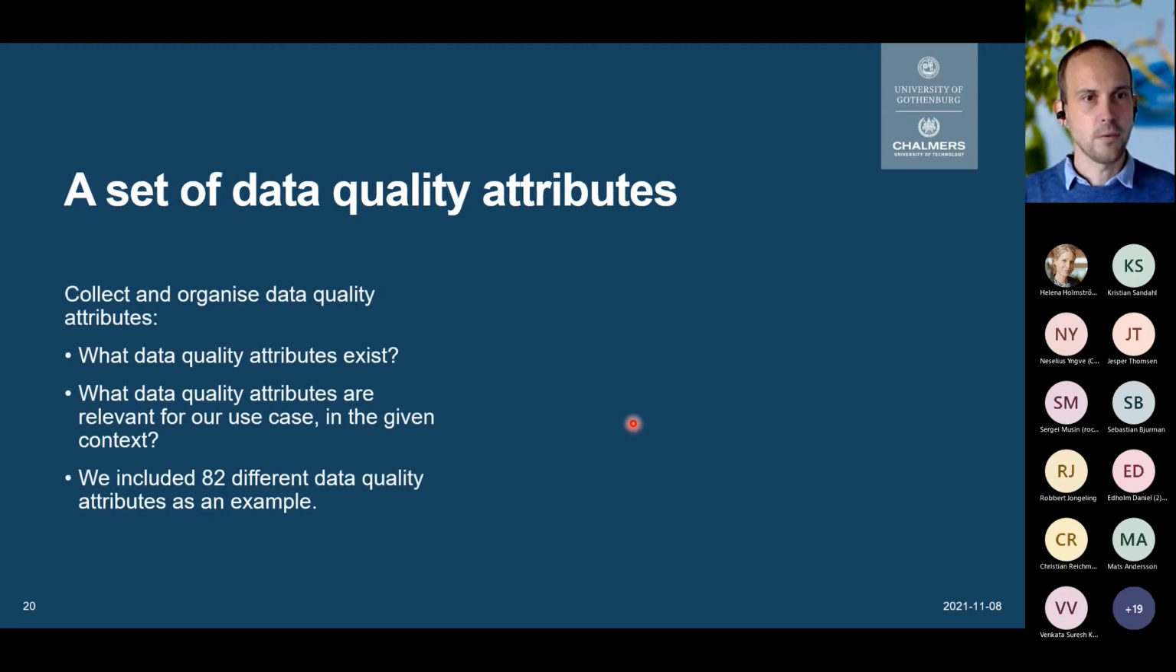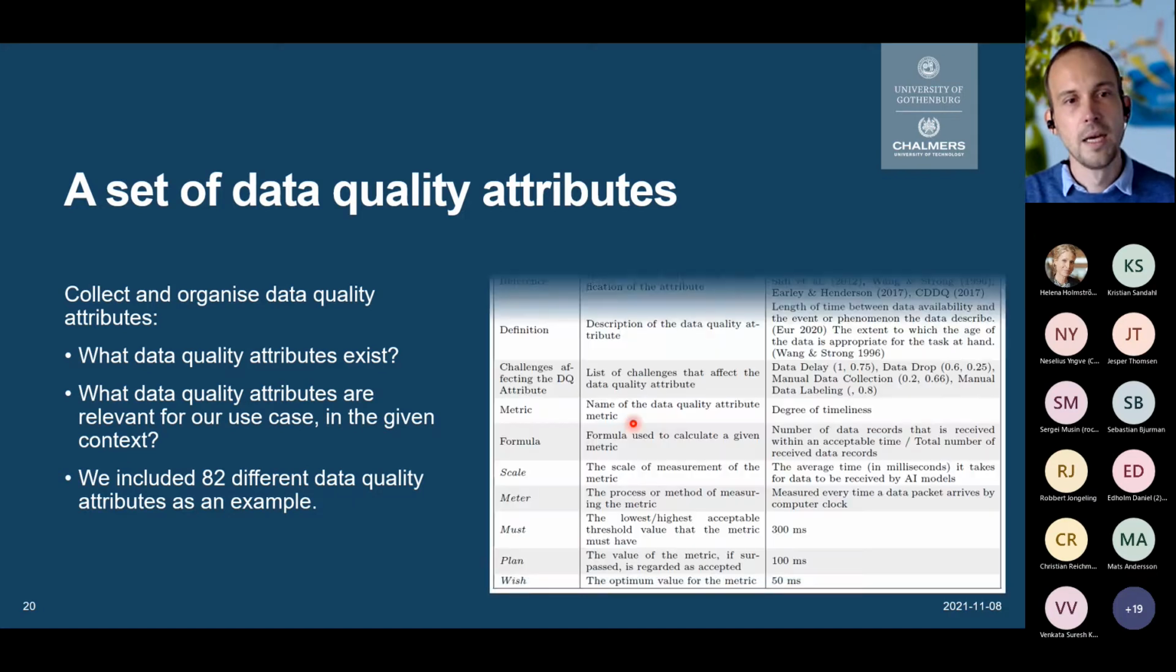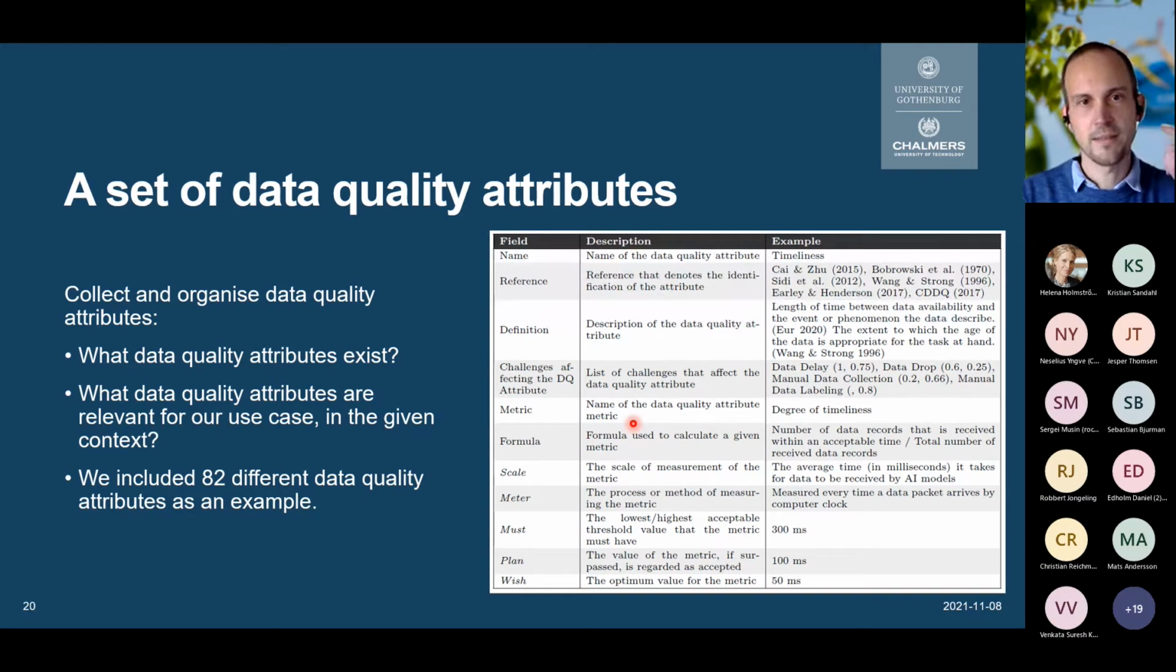Collect and organize data quality attributes, meaning what data quality attributes actually exist and which are relevant for our use case in the given context. Altogether, we found 82 different data quality attributes for automated driving. It doesn't mean that we always need to consider all 82 for each use case, but we provide them as an example of how many exist.